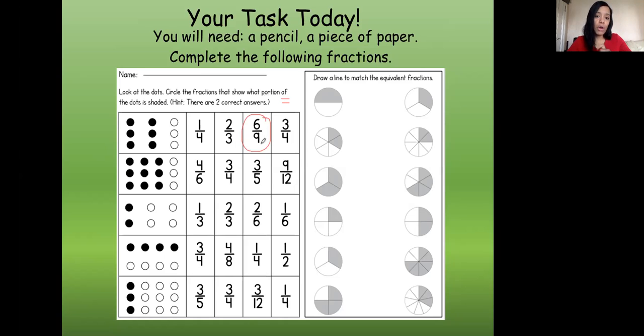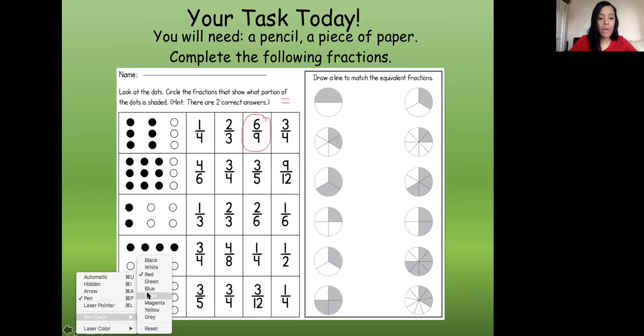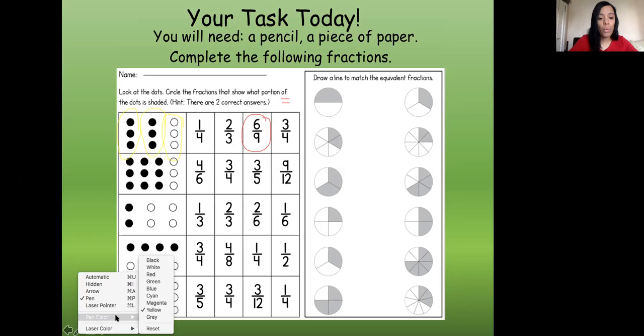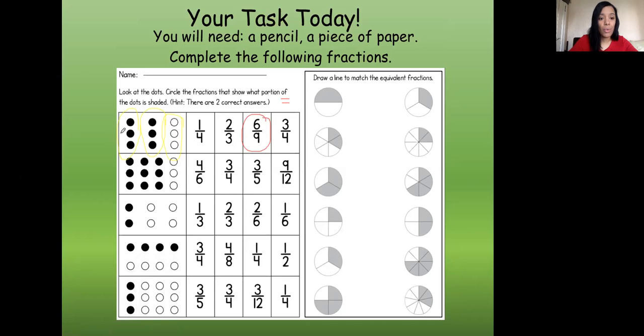But now we're looking for groups, okay? So I'm going to go ahead and do another color so it stands out. How many groups do I have here? I have 3. 1, 2, and 3. Now out of these 3 groups, which ones are shaded? Which ones are shaded? 1, 2. 2 groups out of 3 groups are shaded. So these 2 would be circled as equivalent fractions.